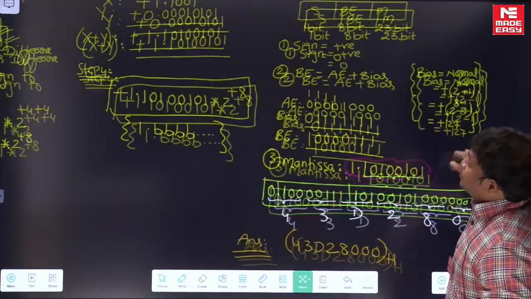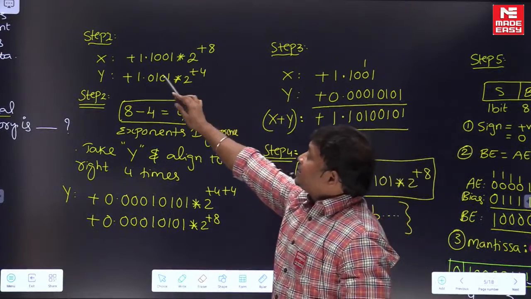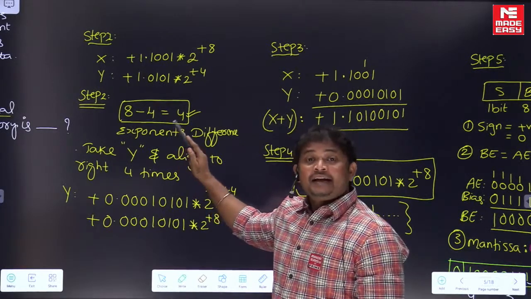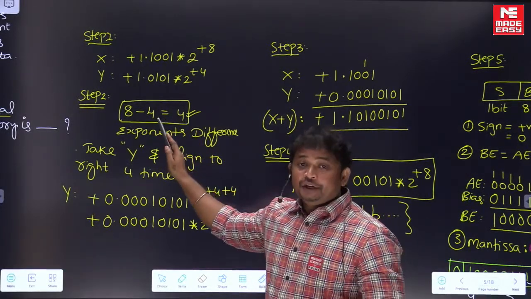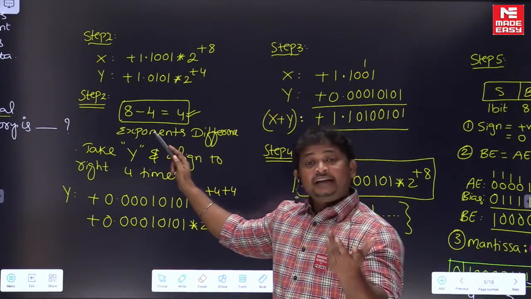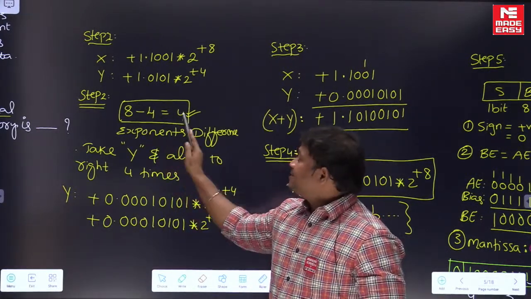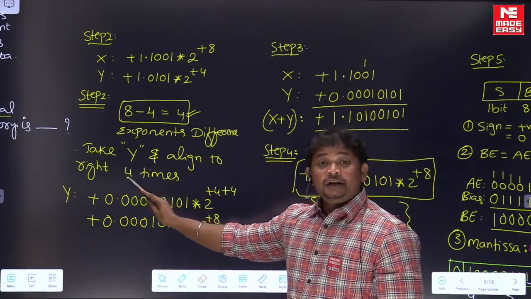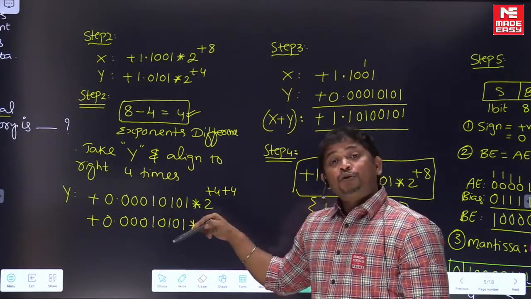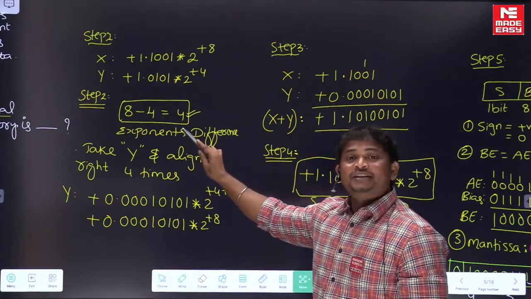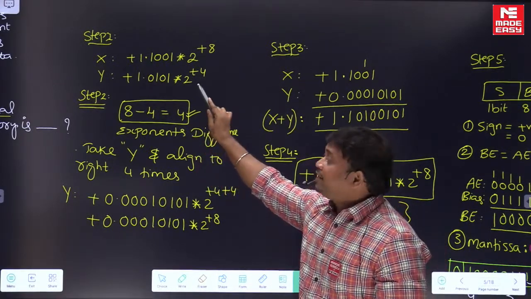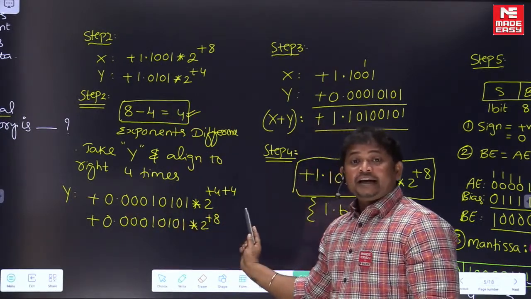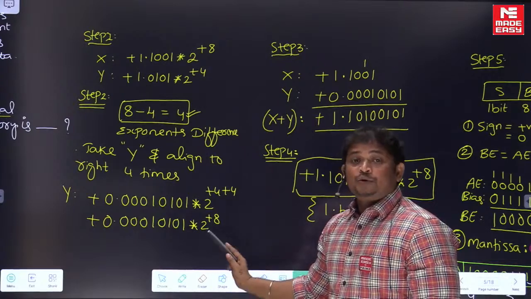Okay. You just verify the procedure once again. First thing, take the given numbers x and y. Two numbers I took. Later I equalize the exponents. First take the difference between the two exponents. When the difference is 0, that indicates both exponents are the same. When the difference is non-zero, that indicates the exponents are not the same. Then take the smaller exponent's mantissa and align it to the right up to the difference. Here the exponent difference is 4. The smaller exponent data is y. So this y number is aligned to the right 4 times. So that exponent is equalized.